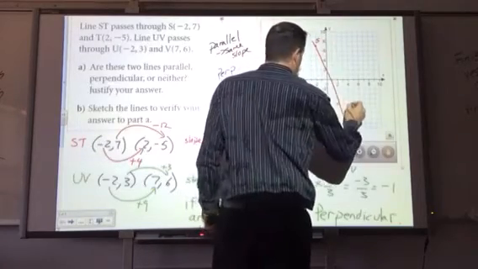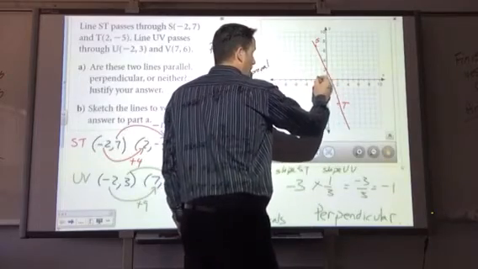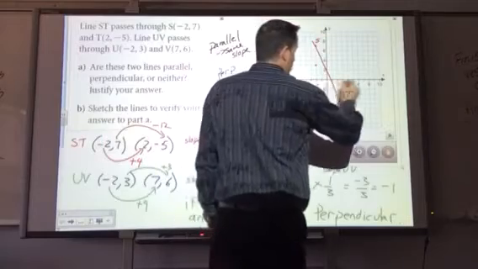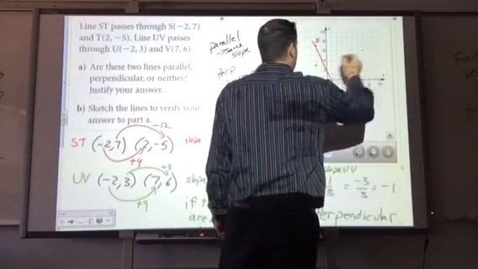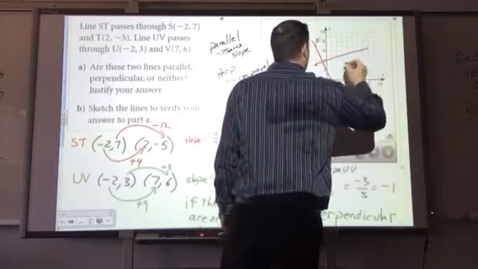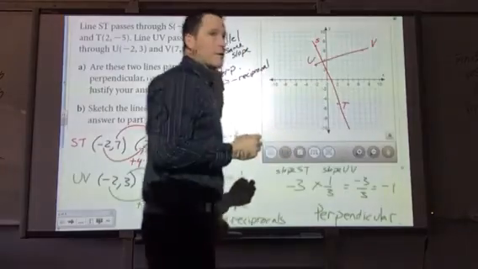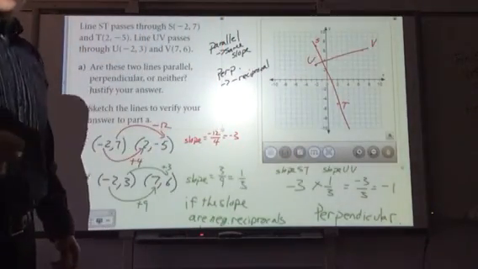That's ST. And we should have -2 and 3. -2, 3, and 7 and 6. 7, 6. And that would be UV. Pretty darn close. It's a bad drawing, but it's close to showing you that they are perpendicular.